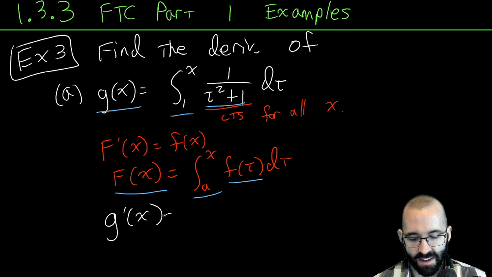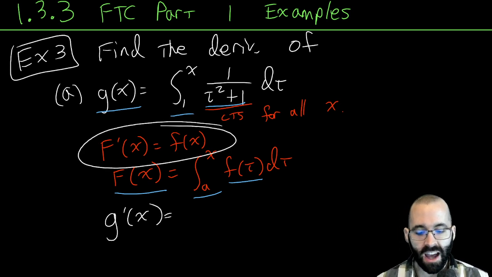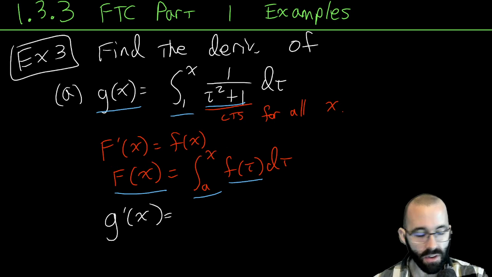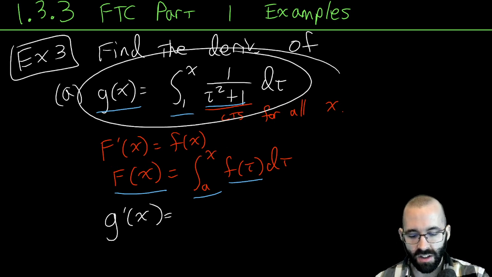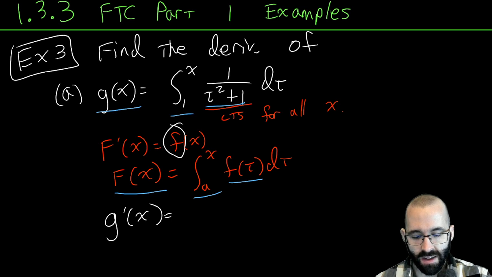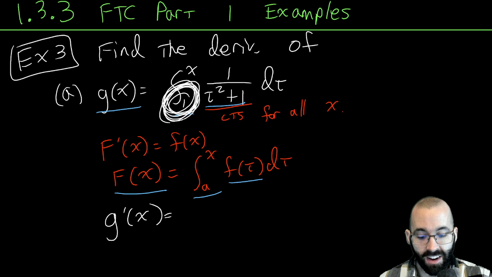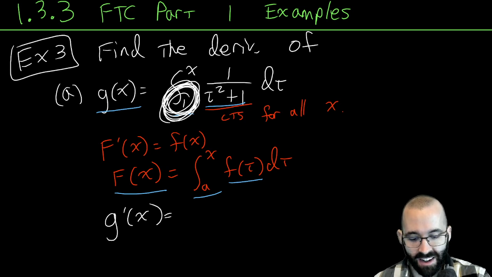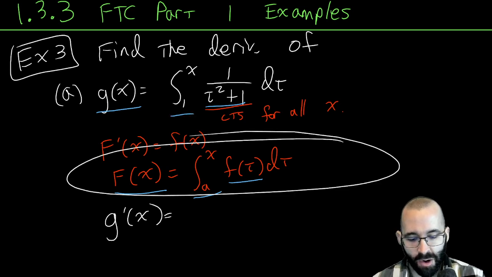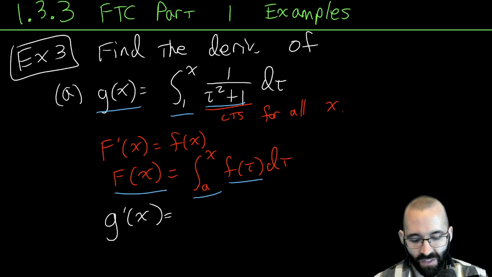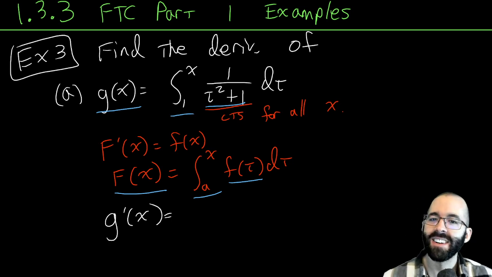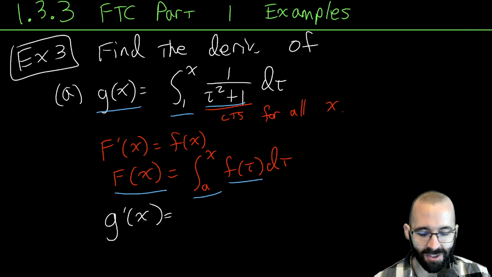G prime of x is just equal, right? It says the derivative of that area function, the derivative of this integral function, is just the integrand evaluated at x. And it doesn't even matter what a is, right? Remember the fundamental theorem of calculus. I wrote it just right here. Notice it doesn't matter what a is. Why is that? Think about it. We'll cover why later on in a future video.